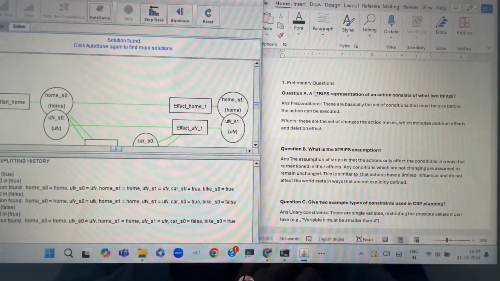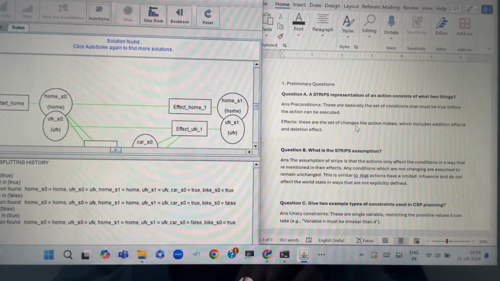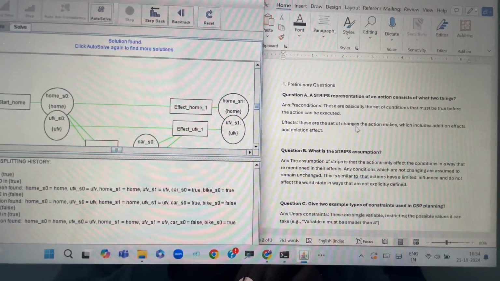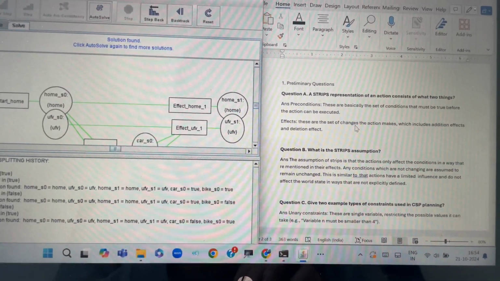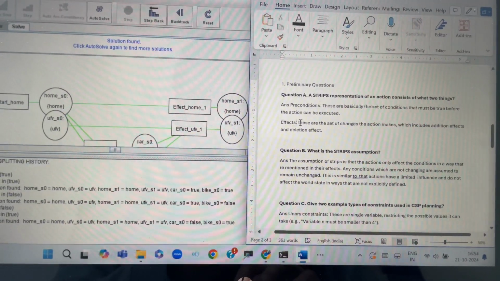So let's begin with the first question. What does a STRIPS representation of an action consist of? Like what are the two things? The first one is the preconditions and the second is the effects.